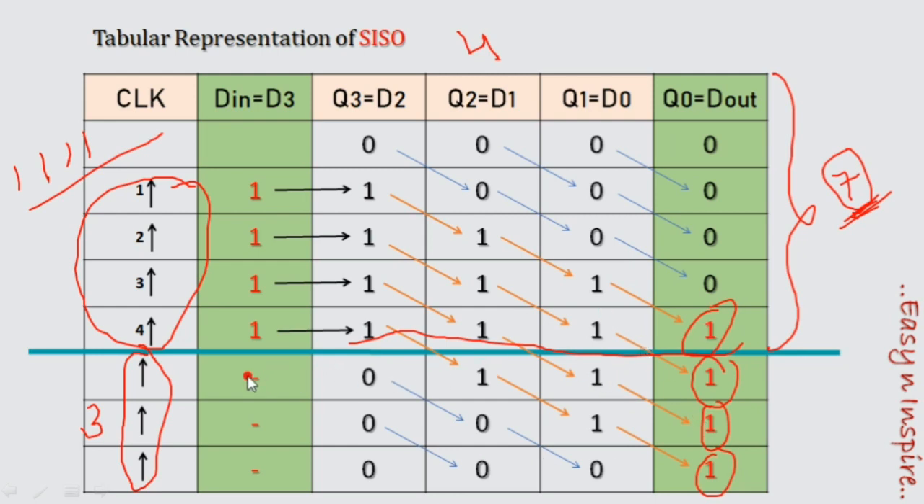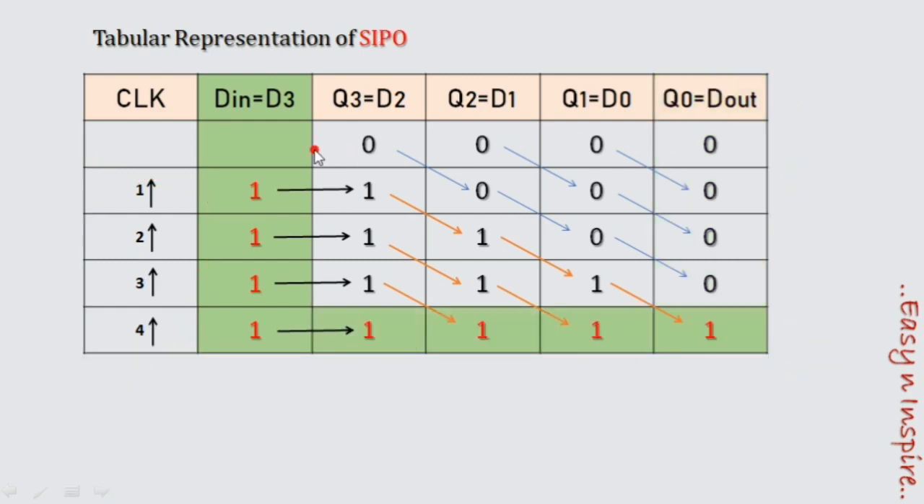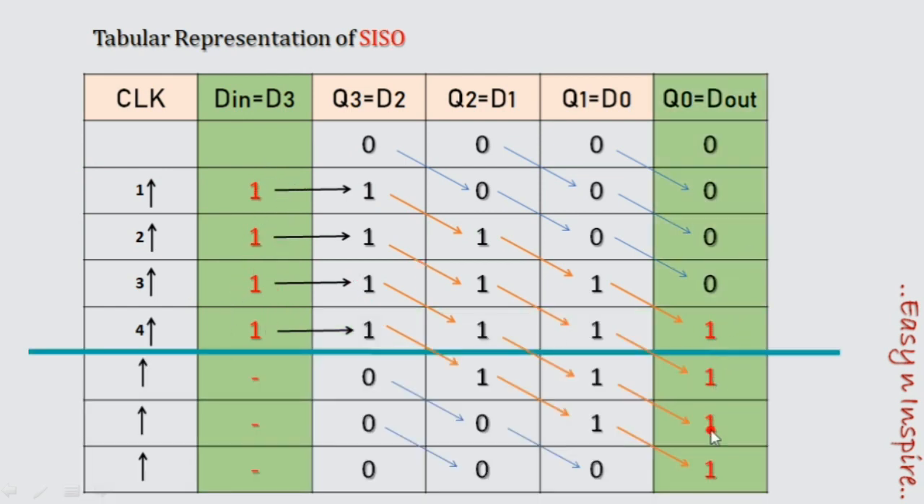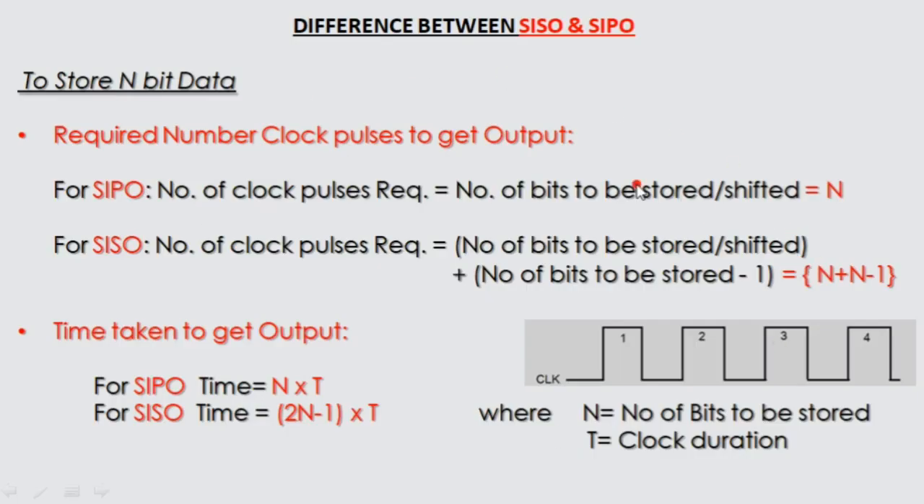Okay. So here don't give any input. It processes already existing data and it results in the output. Serial input, parallel output. Serial input, serial output. Now, differences between SISO and SIPO. Required number of clock pulses: here I am taking 4. Number of clock pulses required is equal to number of bits. 4 bits, so 4 clock pulses are required in SIPO.